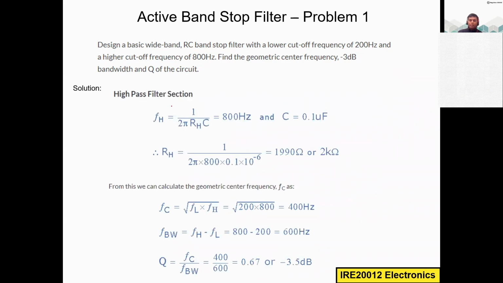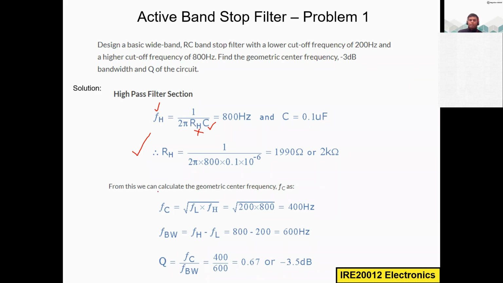And similarly for the high pass filter, the same. So we know all the values. We know the higher cutoff frequency. We know the capacitor value. We don't know this RH value. So we are just rearranging the equation and finding the value of this resistor in the high pass filter. So now we know all the values.